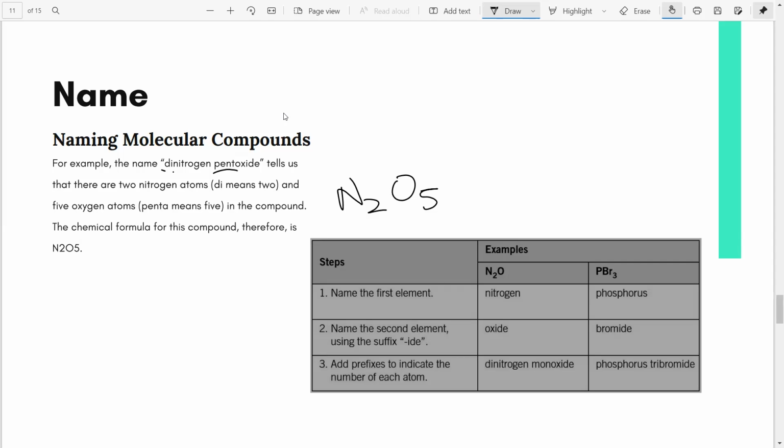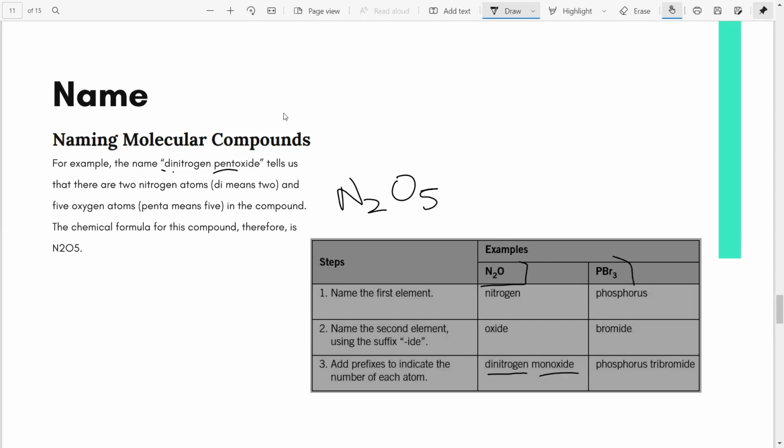In this table down here, we have a few others as well. So here is our chemical formula, N2O. So we have 2 nitrogens, meaning dinitrogen, and a single oxygen. So the prefix for single or 1 is mono. So this would be dinitrogen monoxide, which is what you have here.